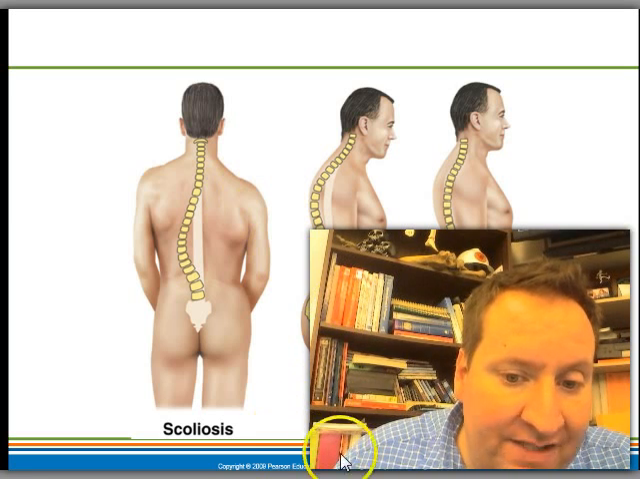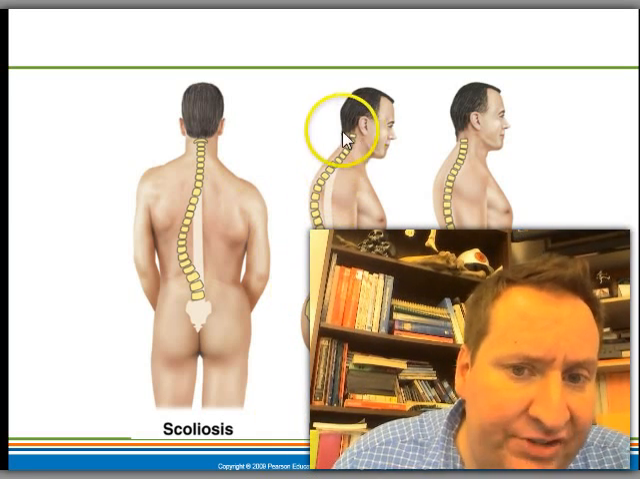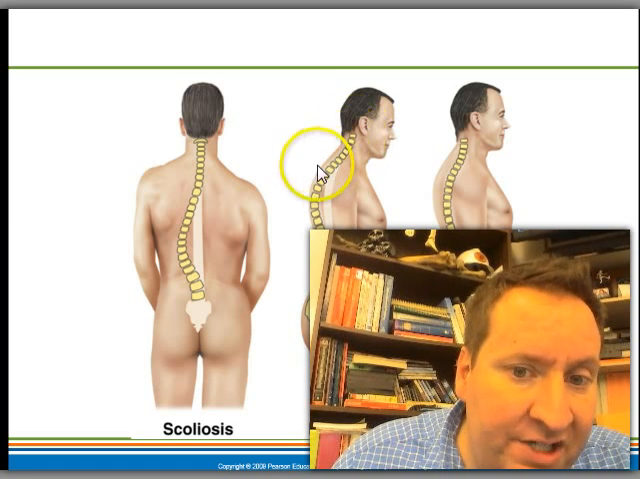The second disorder we have is called kyphosis, and kyphosis can be a result of having poor posture. They also call this having hunchback.